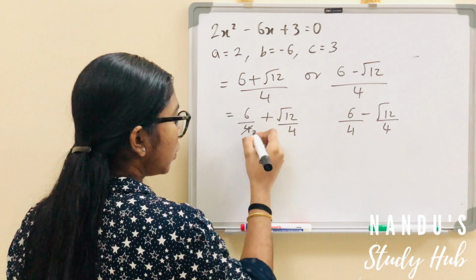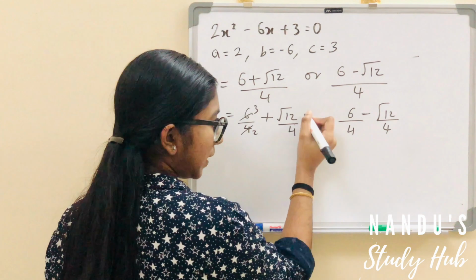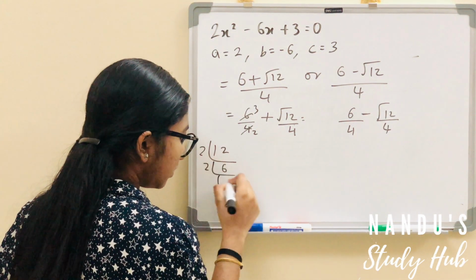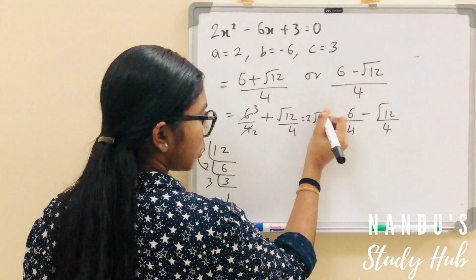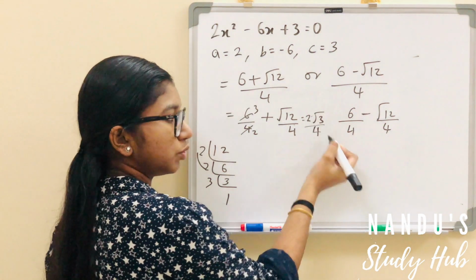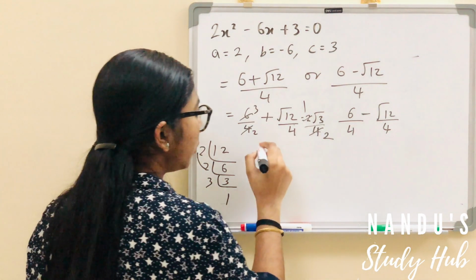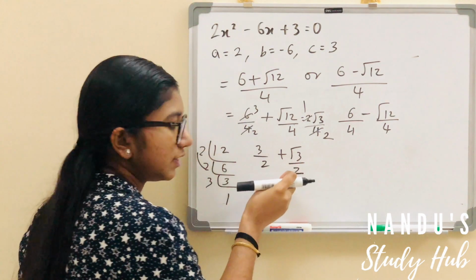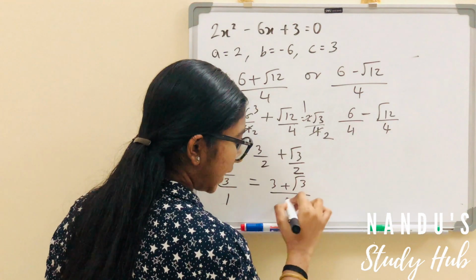So 6 by 4 gives you 3 by 2, and root 12 is actually, when you factorize, 2 root 3, so that will be 2 root 3 divided by 4. Then you can cut off this 2 from here, so that will give you root 3 by 2. So 3 by 2 plus root 3 by 2. Now you bring this together and it gives you (3 plus root 3) by 2.